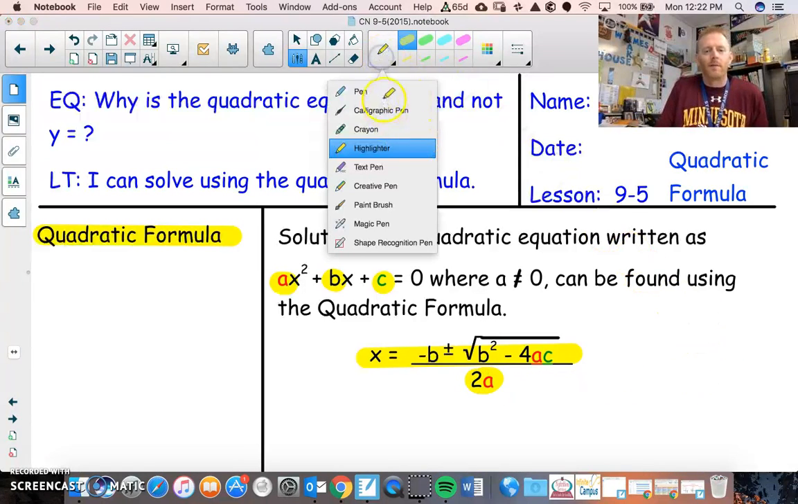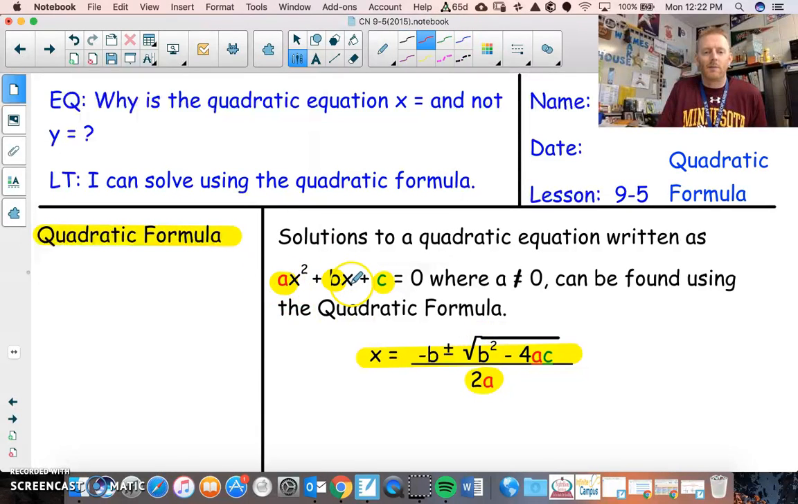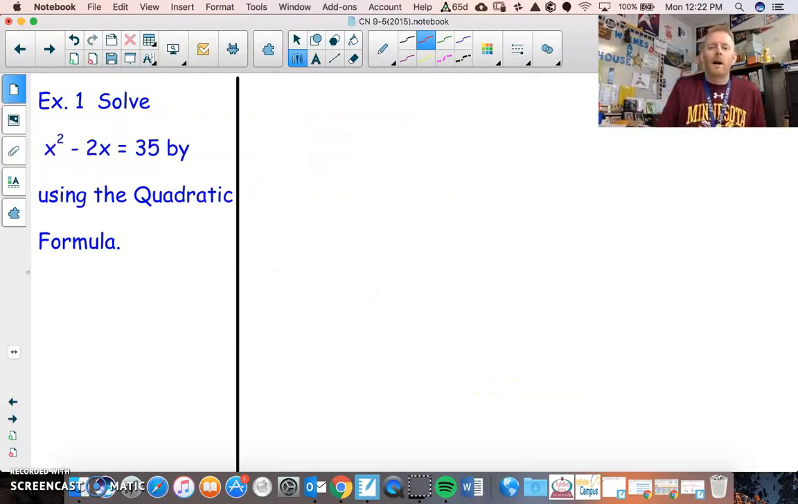So all we're going to be doing, folks, is just plugging these numbers a, b, and c into the formula, doing the math, typing it into a calculator, and giving what the answers are. And that's what this is all about. All right, so let's get rolling.